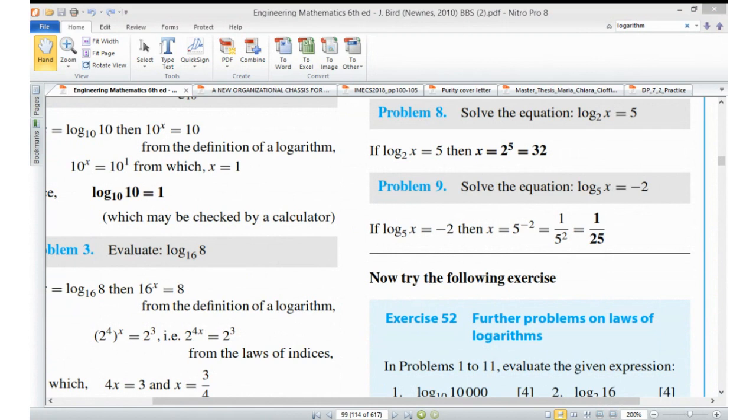So log x base 5 is equal to -2. Then you can re-express that in index form, and you know well what happens if a negative power is brought into the picture.